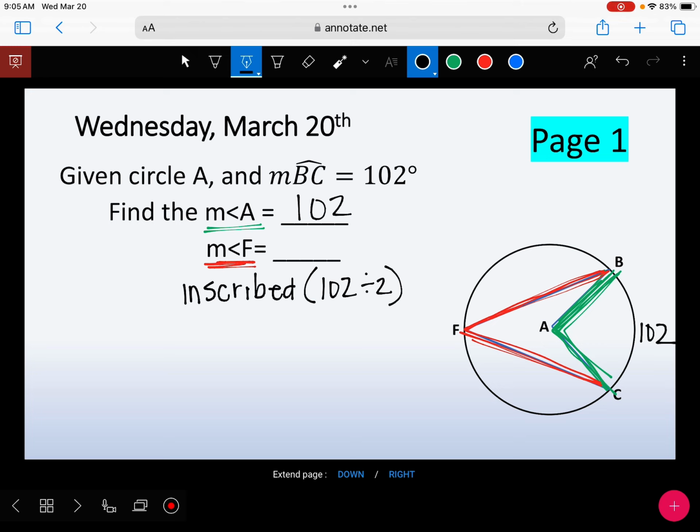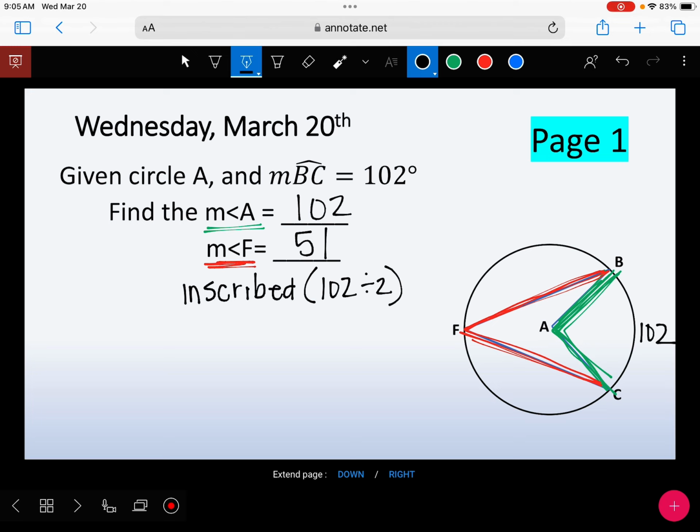And there should be calculators under your desk. So like Cortez, you got one under your desk if you need a calculator. So what do you get for the measure of angle F? 51. All right.